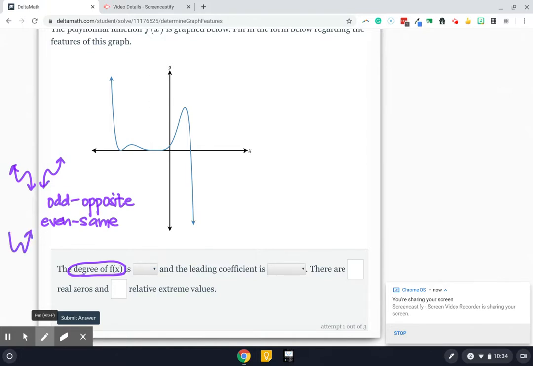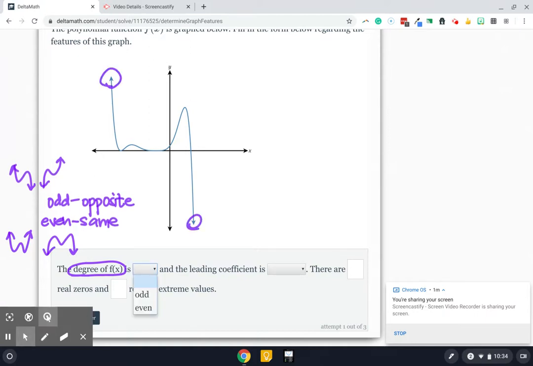Even means they're going the same way. They're up, up, or down, down. So this one, I see one going up and one going down. And so I'm going to say this is odd because they're going opposite ways. The next thing is the leading coefficient.